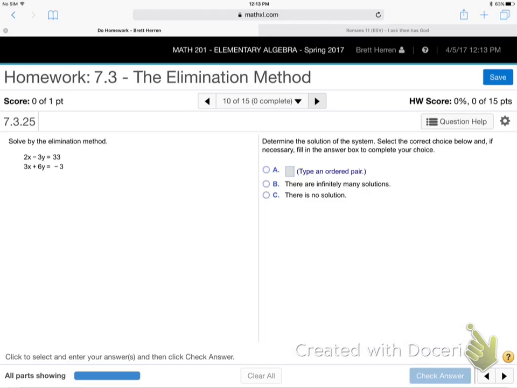Let's see. All right, so there we go. So 2x minus 3y is 33. 3x plus 6y is -3. So what do you guys want to do on this one? X's or y's?